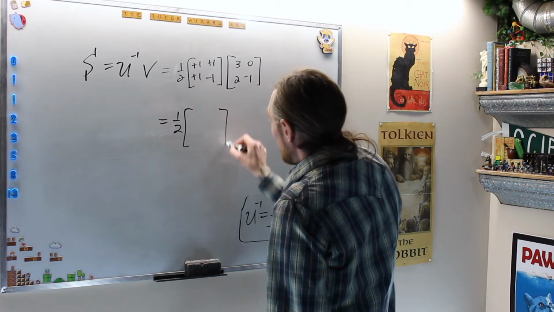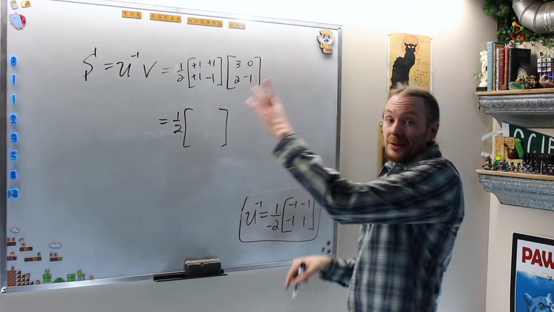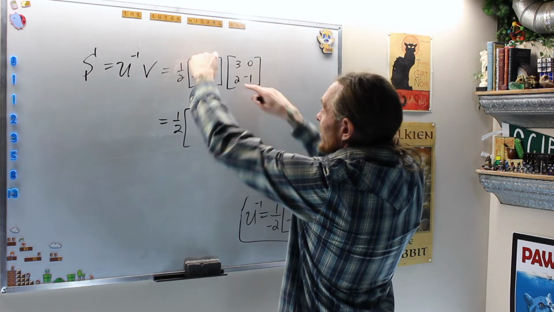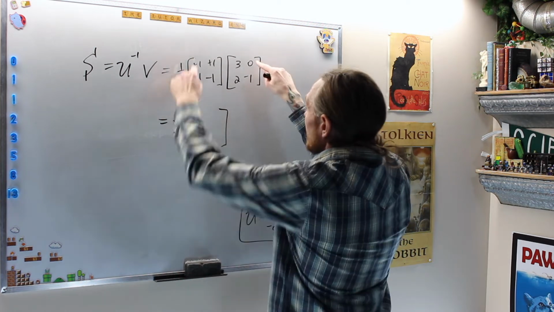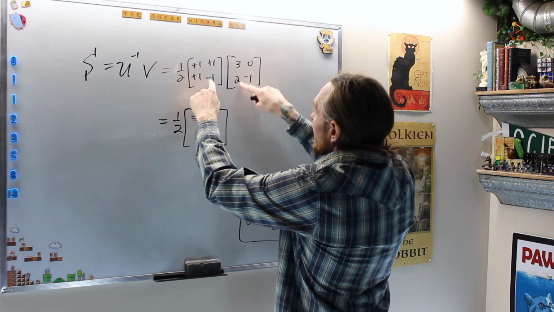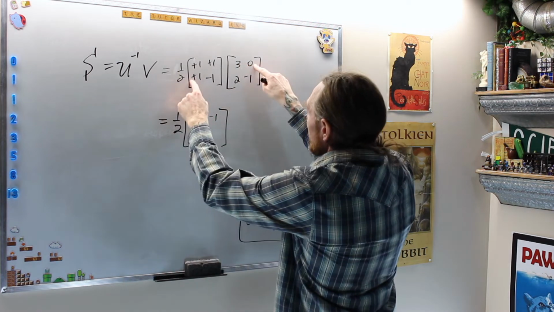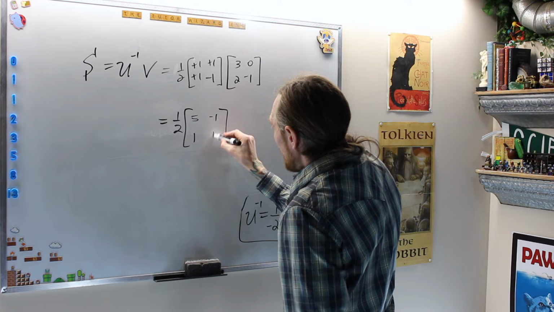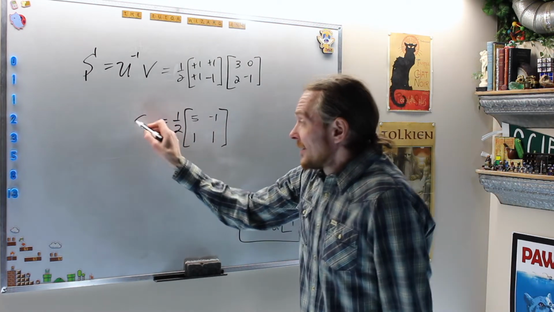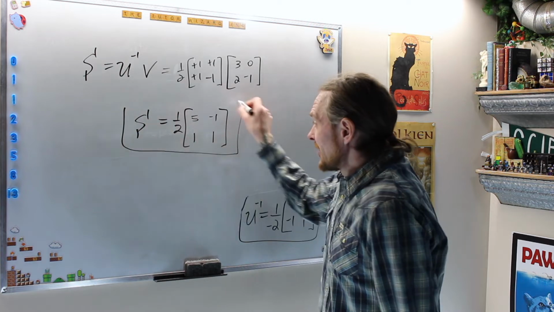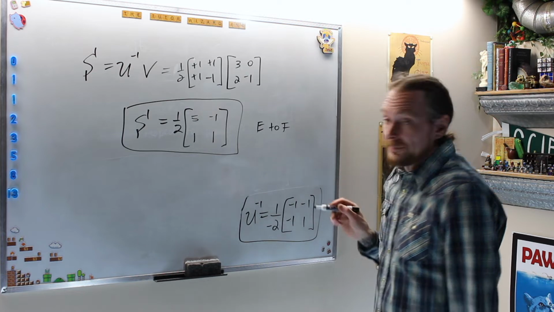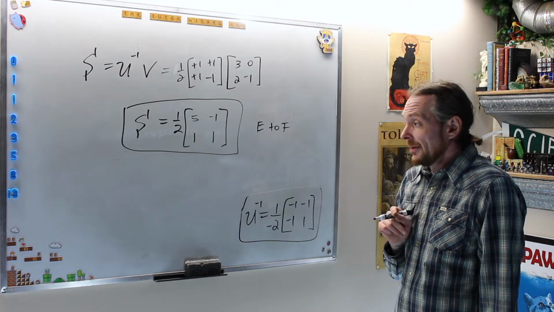So this is 2 by 2 times 2 by 2, so I'm going to get a 2 by 2 matrix. What is this? 3 plus 2 is 5. 0 minus 1 is negative 1. 3 minus 2 is 1. And 0 and minus 1 is positive 1. So this is the standard transition matrix S for change of basis from E to F.